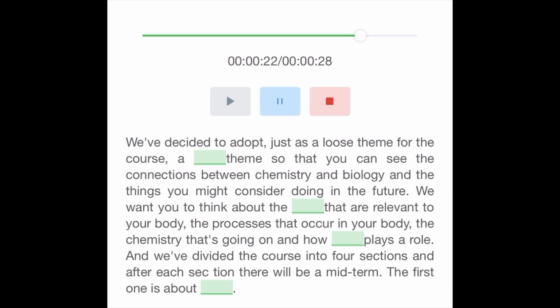And we've divided the course into 4 sections, and after each section there will be a midterm. The first one is about matter.